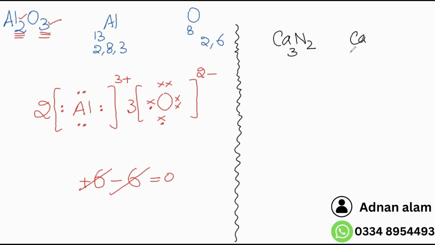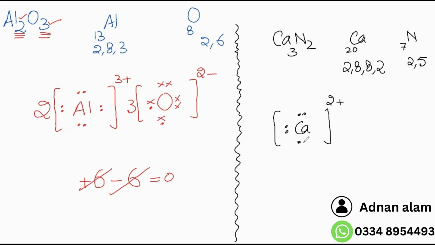So you know that calcium's proton number is 20, so the electron configuration of calcium is 2, 8, 8, 2. And for nitrogen, the valence electrons is 7, so the general configuration is 2 and 5. One calcium loses 2 electrons to get a 2 plus charge. One calcium will lose 2 electrons, but we have 3 calcium atoms in the formula, so that is why I'm placing 3 here. So 3 calcium will lose 6 electrons. So total positive charge is plus 6.